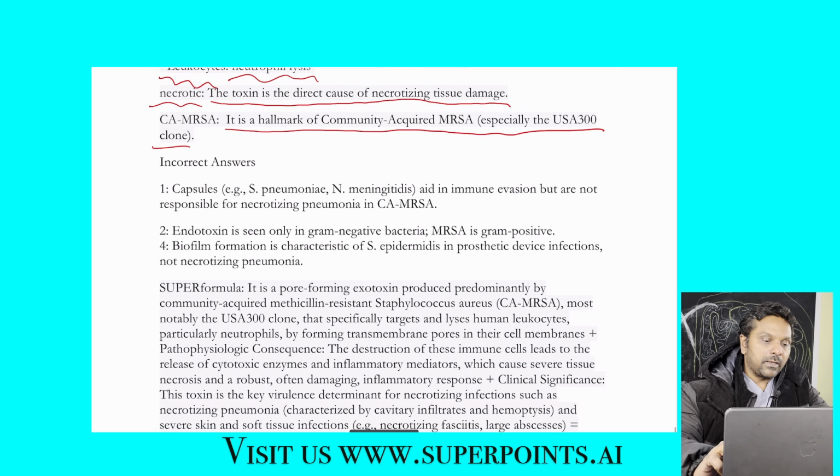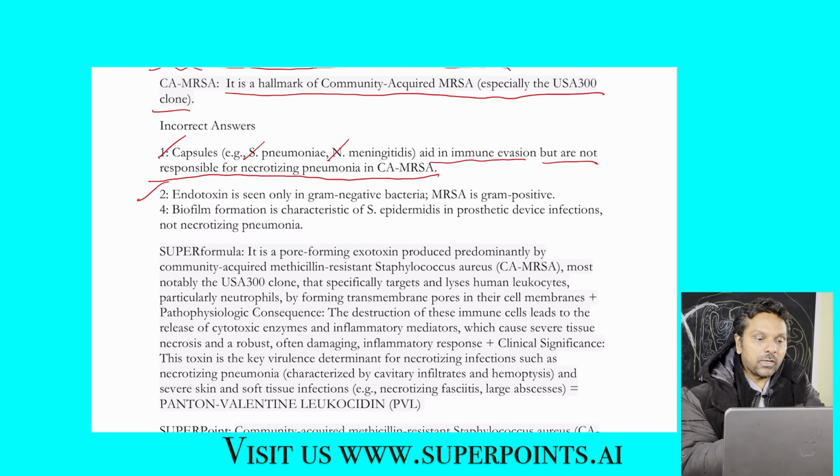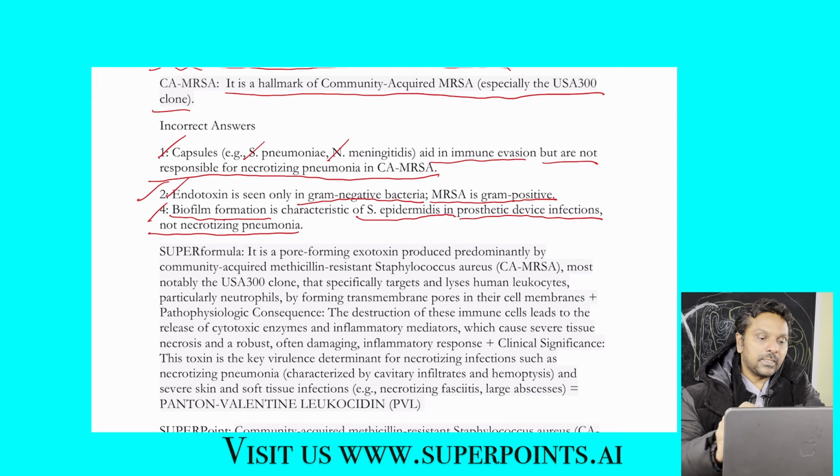What about the other things? The other things like capsule, Streptococcus pneumoniae and Neisseria meningitidis, aid in immune evasion but are not responsible for necrotizing pneumonia in CA-MRSA. What about endotoxin? Endotoxins are seen only in gram-negative bacteria, right? MRSA is gram-positive, so we don't talk about endotoxins here. And what about biofilm formation? That is seen in Staph epidermidis, prosthetic device infections, not necrotizing pneumonia.